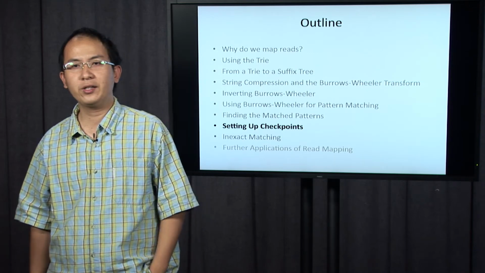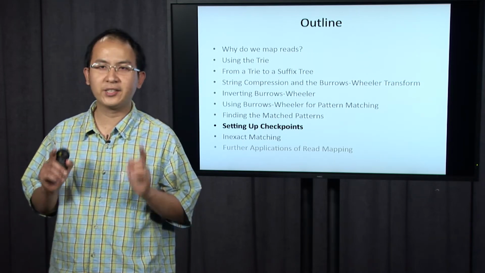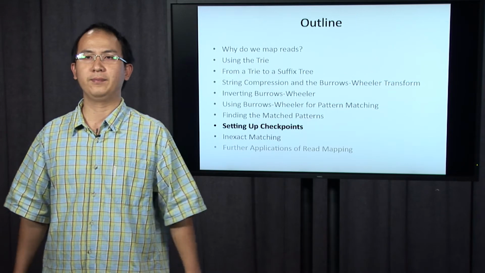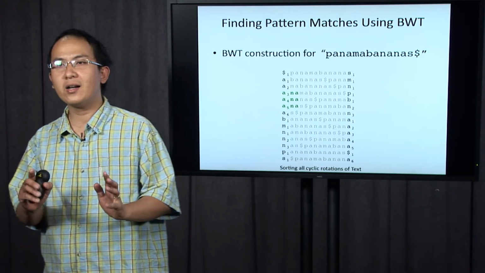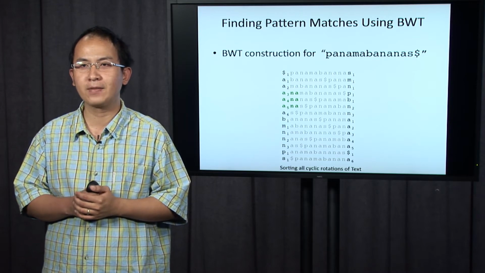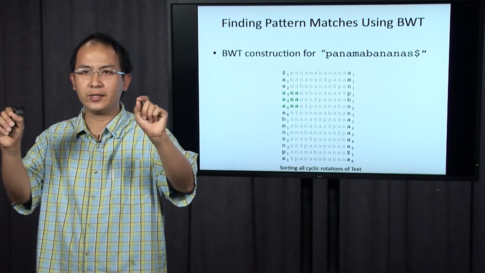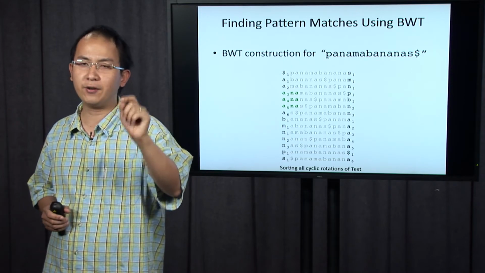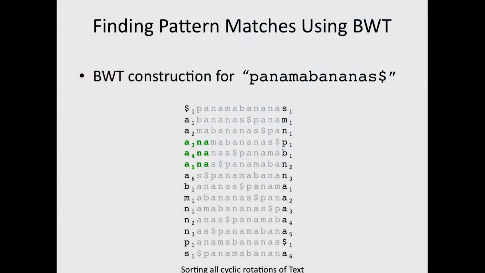So in this section, we are going to talk about setting up checkpoints. Let me remind you a little bit about the BWT. The BWT matrix is formed by sorting on the cyclic rotations of the string.